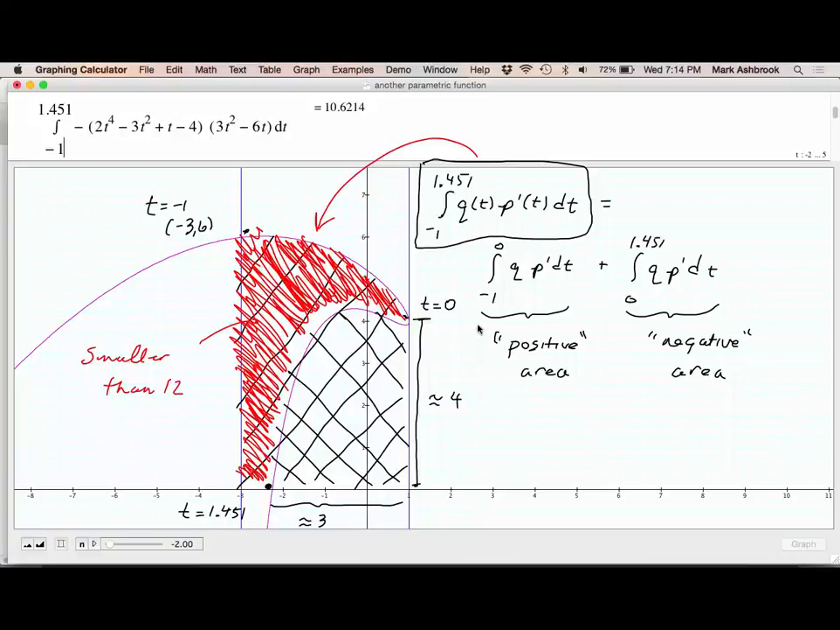So for these area problems, you need to get a picture. You're going to need to have a picture so you can interpret correctly what you're doing to solve these problems about area.